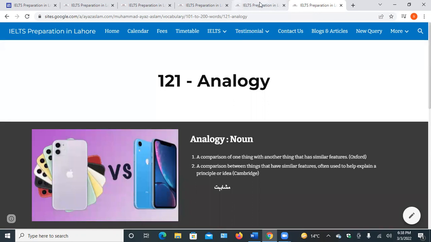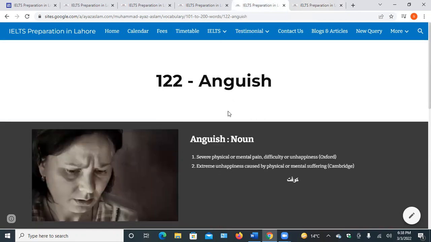The next word is anguish. It is also a noun. We use it for extreme unhappiness, at the peak level of unhappiness, and facing severe pain or physical disturbance. Then we use this word anguish. Its first meaning is severe physical or mental pain, difficulty, or unhappiness. The second meaning is extreme unhappiness caused by physical or mental suffering.